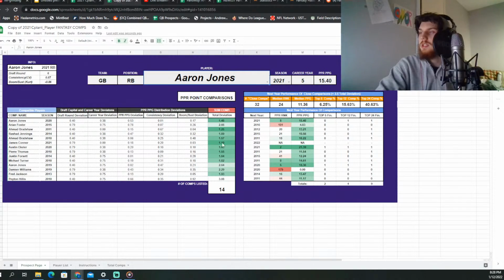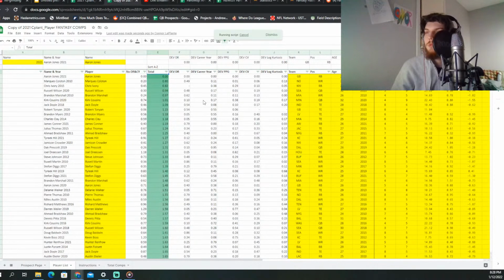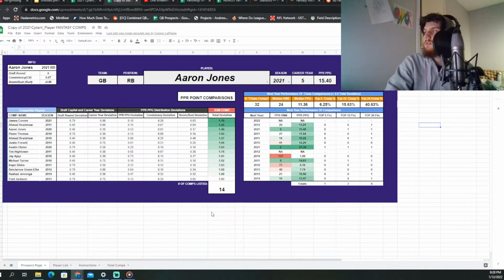But yeah, this should be sorted from least to greatest, so you have to hit the button. Where'd the button go? Sometimes the button doesn't load, but it's running the script and you're going to see it sort this A to Z. Boom. And I didn't even touch it. Right? So it finished the script, and the closest comp was actually 2021 James Conner. Isn't that cool?